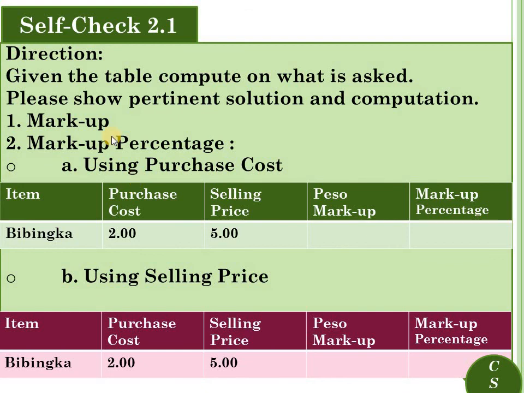Now, to check our understanding, we have self-check 2.1. Direction. Given the table, compute what is asked. Please show pertinent solution and computation. We have 1. Markup. Number 2. Compute for the markup percentage using purchase cost. And letter B, using selling price.